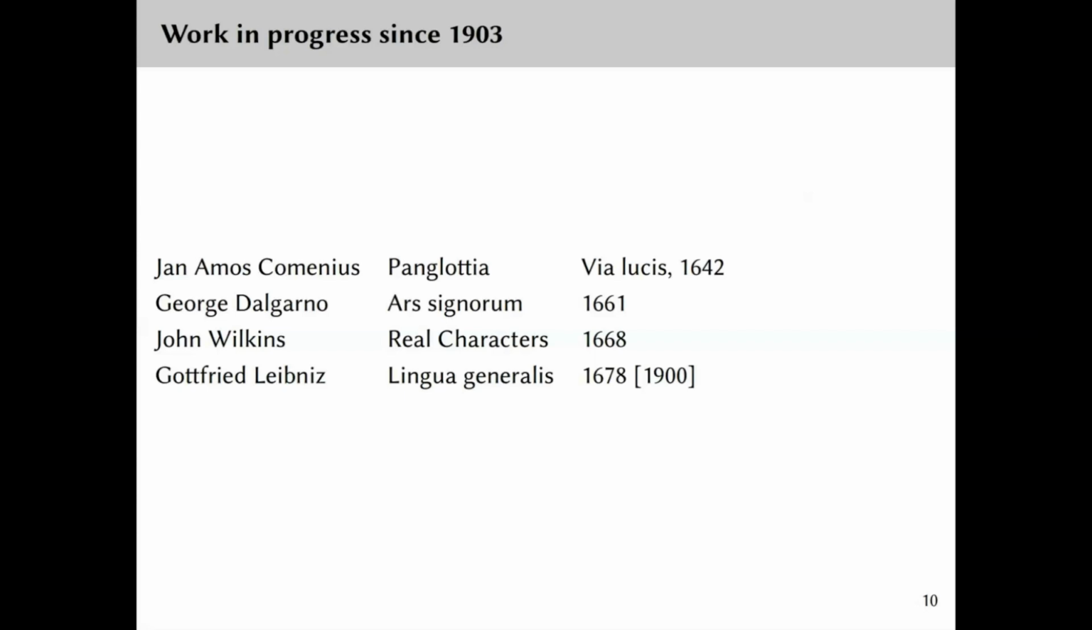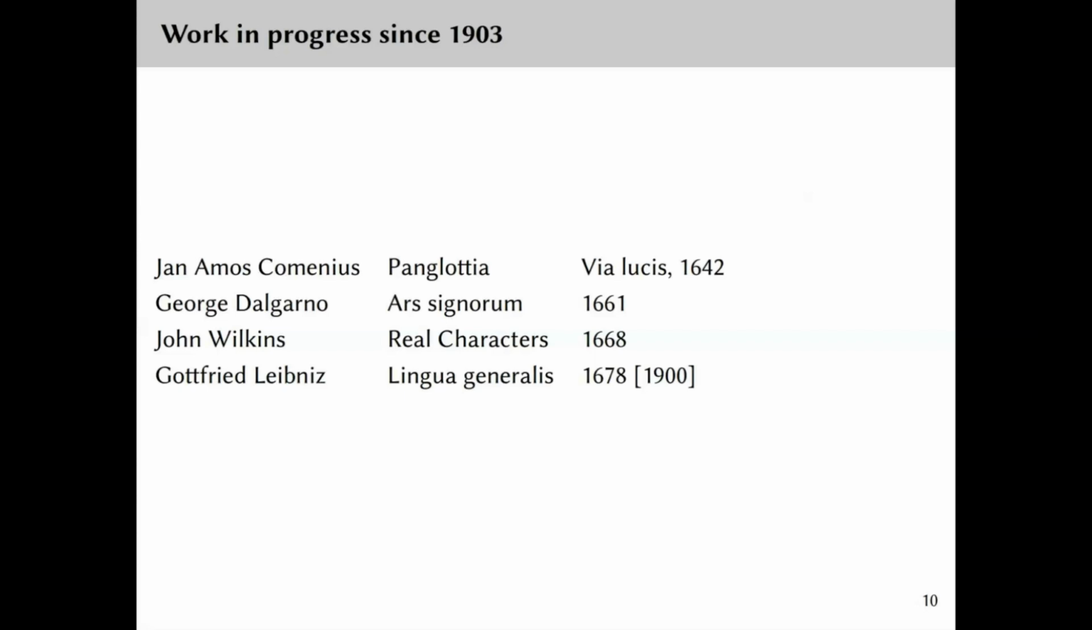So before us, there were people like Leibniz, John Wilkins, George Dalgarno, Jan Amos Comenius, who already dreamt about universal language. And I use this term carefully because they didn't think about international languages, the philosophers at the time, but something that is more abstract and more general, kind of logic with semantics. And this is the idea.